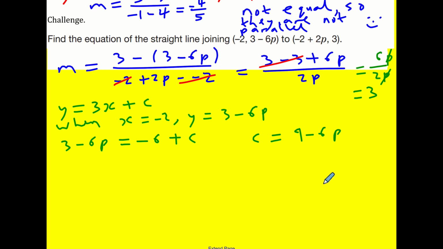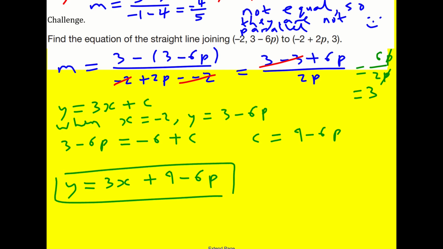And I'm basically done. The answer will be in terms of p, it will be y is equal to 3x plus 9 minus 6p. I can't simplify that anymore. I could check that it works. So when x is minus 2 plus 2p, does it work? It will work. And if you're happy with that, then you're in a good place.